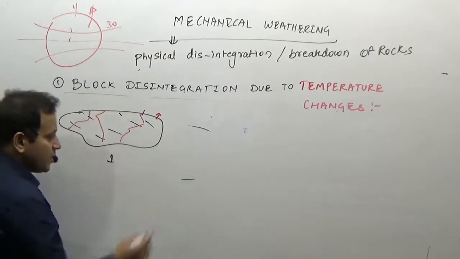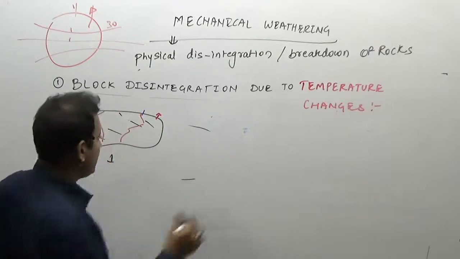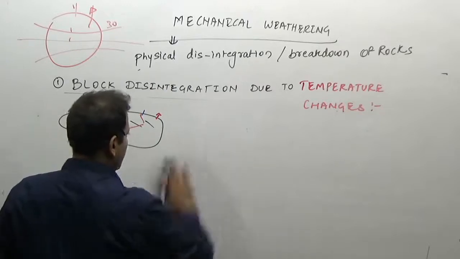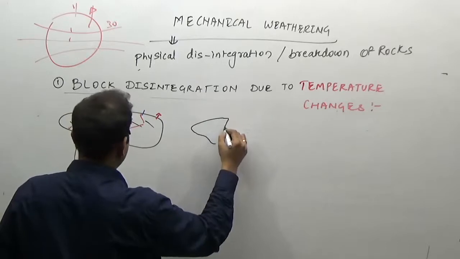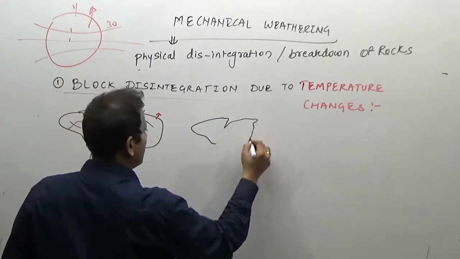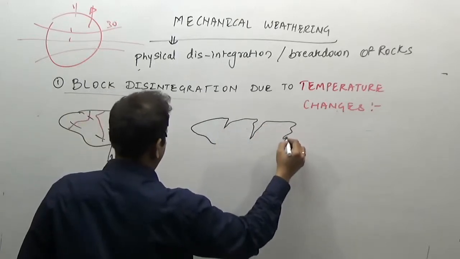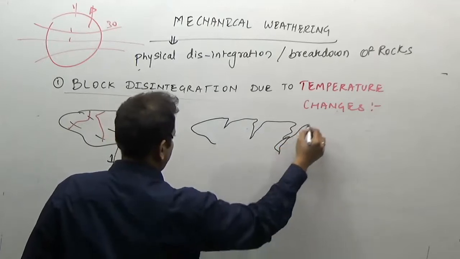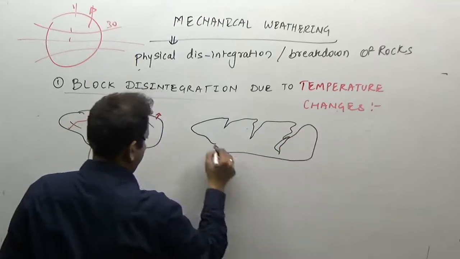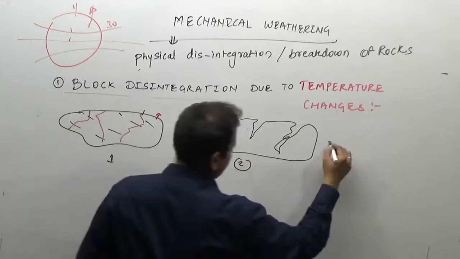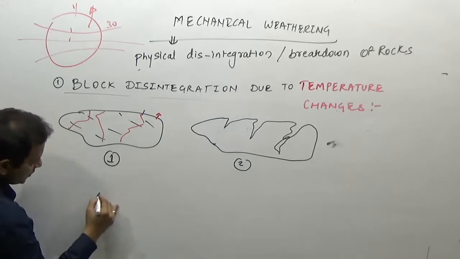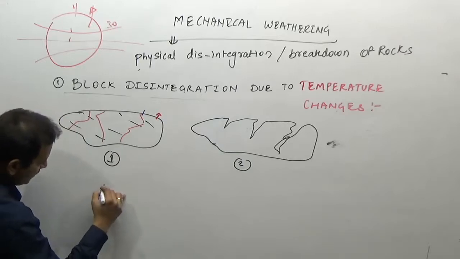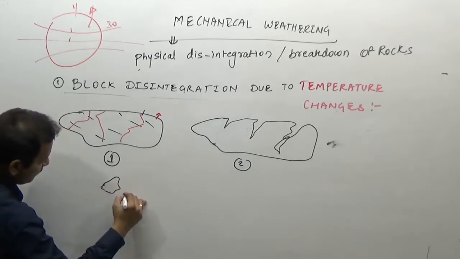This stress results in cracking of the rocks along the joints or along the stress which is set up. So these joints may expand, resulting in the ultimate breaking down of the rocks into different types of blocks. So the rocks may further break down into different types of blocks.